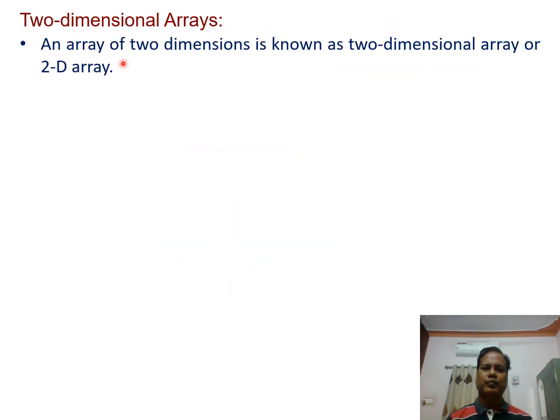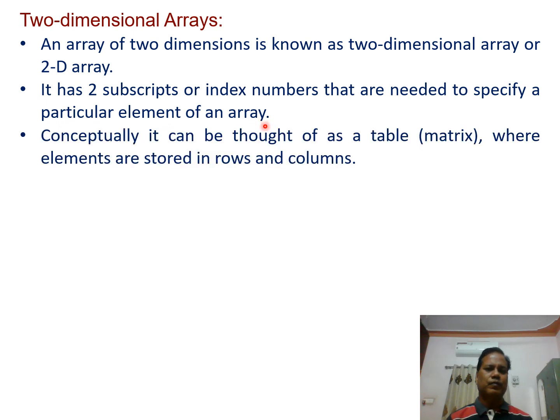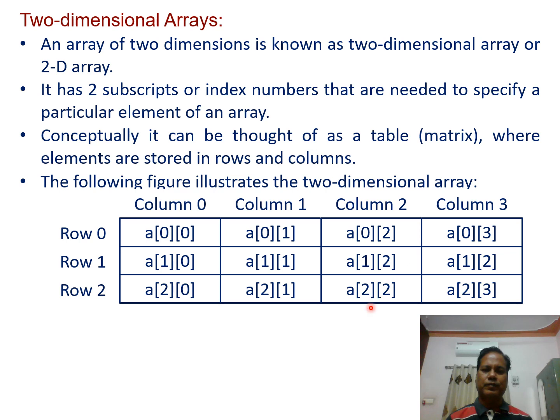Two-dimensional array. An array of two dimensions is known as two-dimensional array or 2D array. It has two subscripts or index numbers that are needed to specify a particular element of an array. Conceptually, it can be thought of as a table, also a matrix, where elements are stored in rows and columns. The following figure illustrates the two-dimensional array.